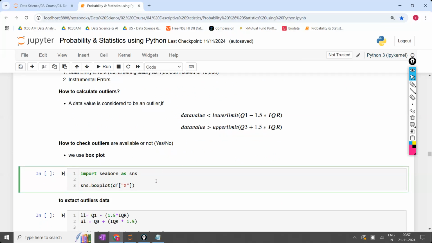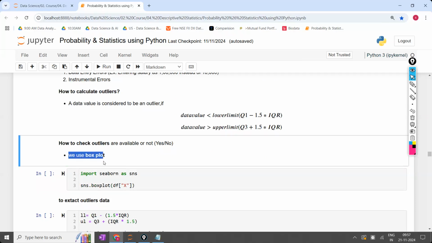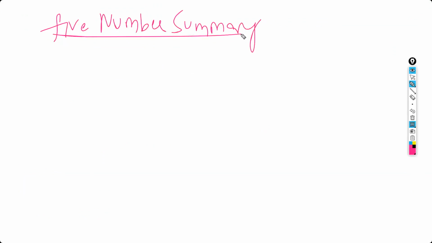You'll understand next. Now, to check whether outliers are available or not, we are going to use the box plot. Here there is a concept called the 5 number summary. What are the 5 numbers? These are the 5 numbers which we are going to use for the given data set: the minimum value, Q1 value, Q2 value, Q3 value, and maximum value. These are called the 5 number summary.